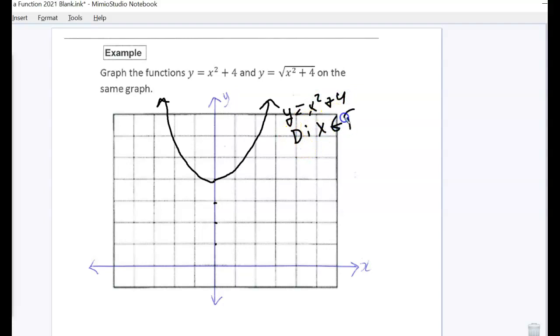Domain, x is all the reals. The range, y is greater than or equal to 4.